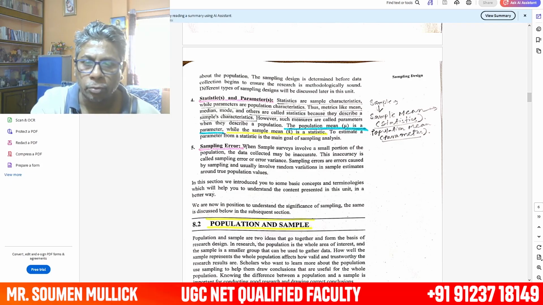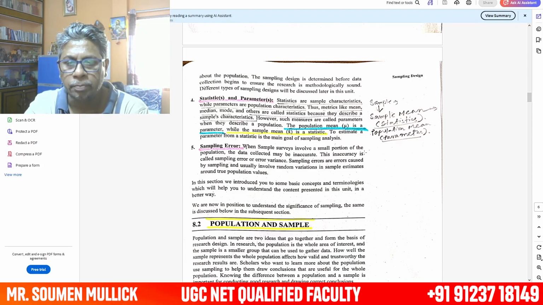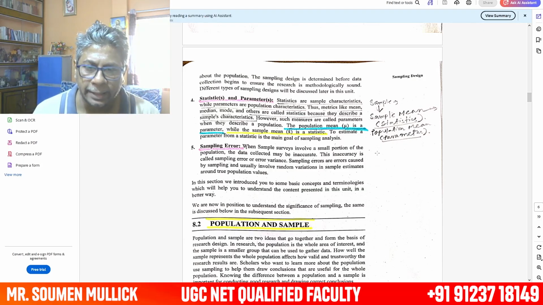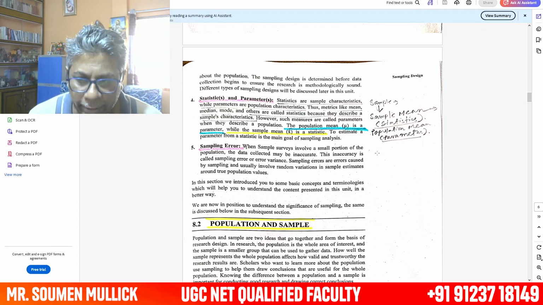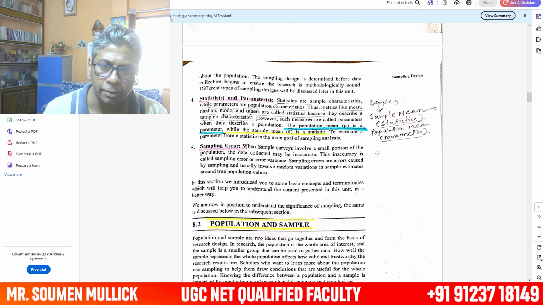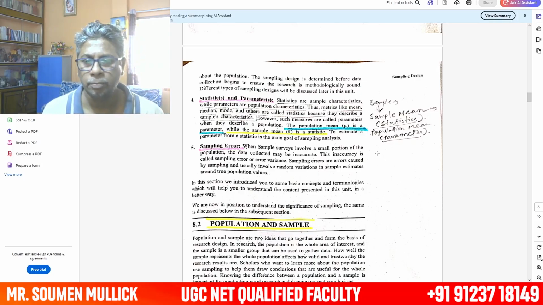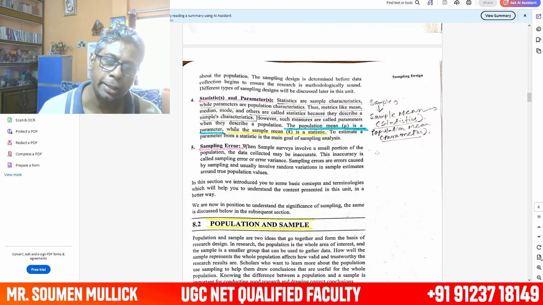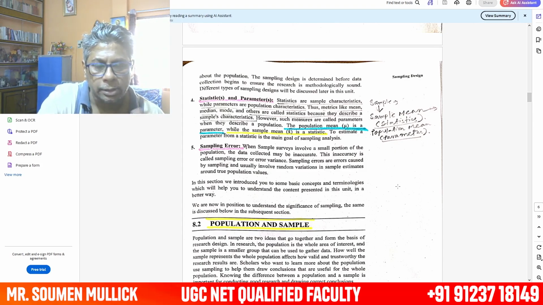Sampling error means when a sample survey involves a small portion of the population, the data collected may be inaccurate. This inaccuracy is called the sampling error or error variance. I repeat again, when a sample survey involves a small portion of the population, the data collected may be inaccurate. When inaccurate data is collected, that concept is based on the sampling error.